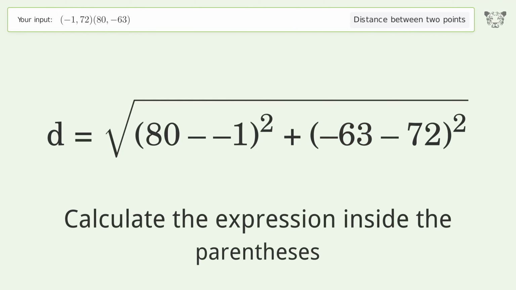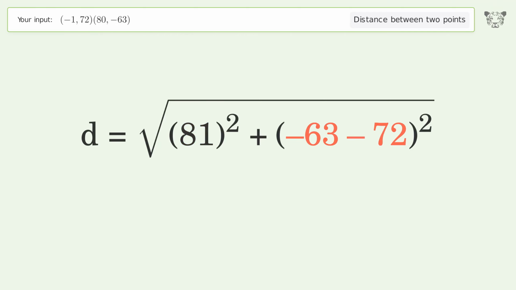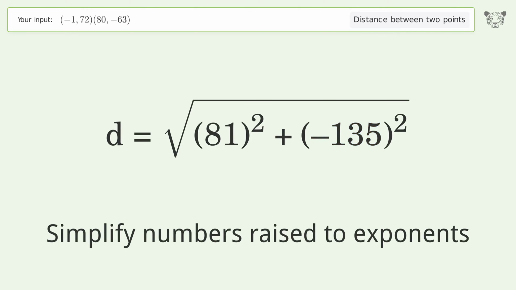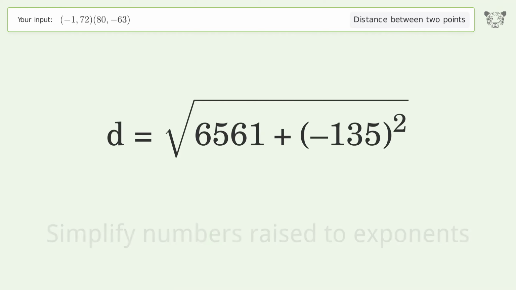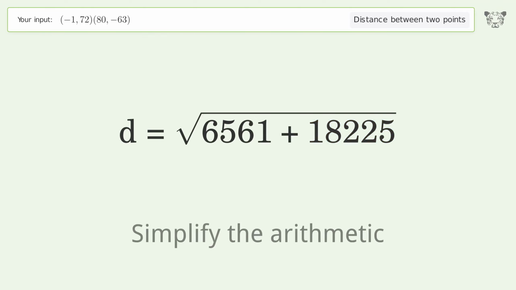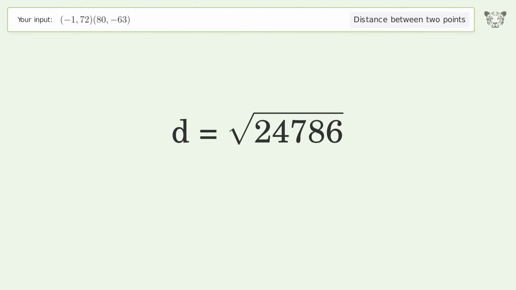Calculate the expression inside the parentheses. Simplify numbers raised to exponents. Simplify the arithmetic. And so the distance between the 2 points is the square root of 24,786, or 157.436.